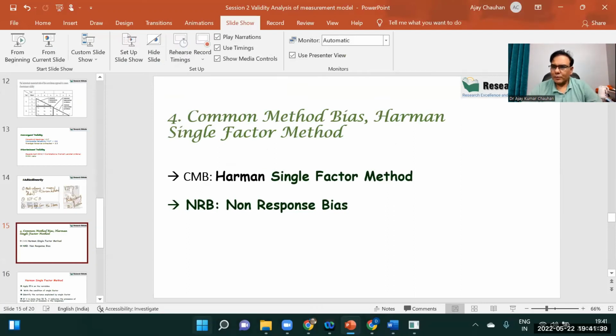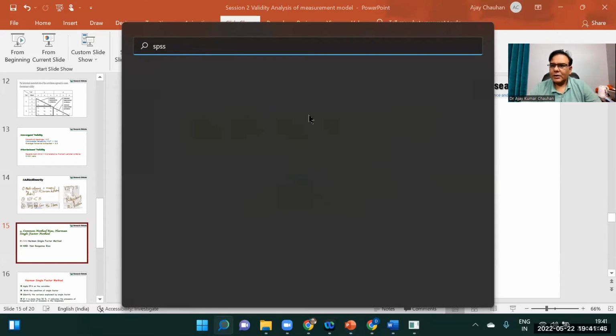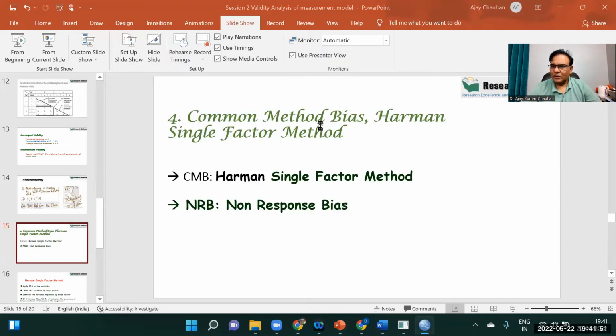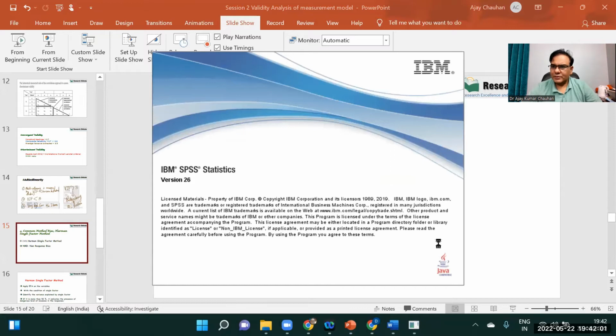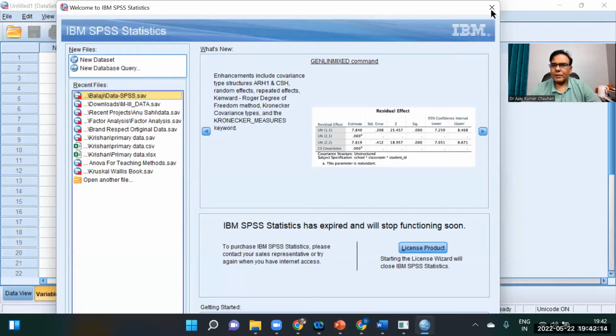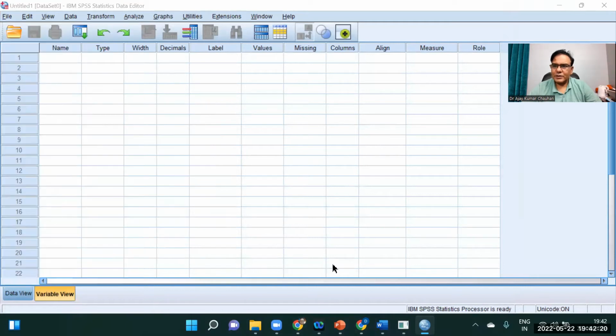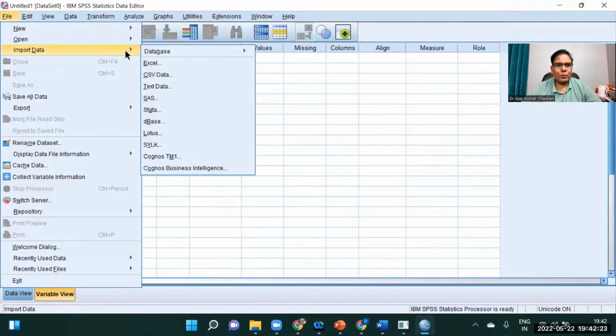For that, you need to open SPSS. So I am going to open the SPSS software, take the data into SPSS, and show you how we can calculate the measure of biasness by using the Harman single factor method. So first of all, I will open SPSS. SPSS is going to open. I will import the file and apply the Harman single factor method. And the method is very easy. Within 2 minutes, you can do it. Okay. So this is SPSS. I hope you can see this SPSS file. I am going to import the data, CSV data.